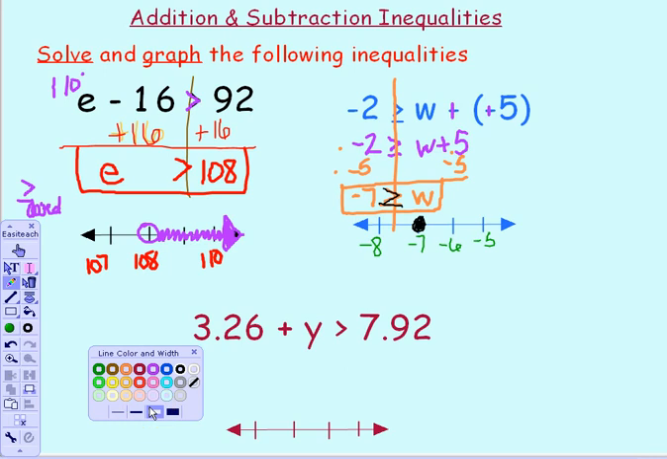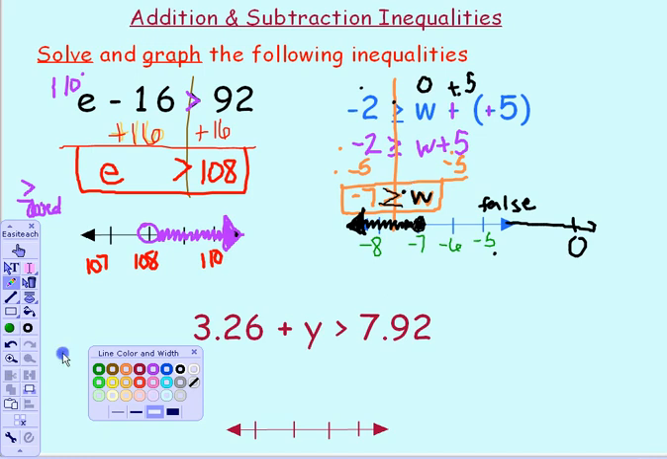When we test points, maybe I'll pick a number like 0, way out here on the number line. If I put a 0 back into this problem, 0 plus 5 is 5. Is negative 2 bigger than or equal to 5? It's not. So these numbers over here to the right are false. So this w arrow has to go to the left. W is smaller. Notice the arrow points at the w. The alligator eats the negative 7. So the arrow goes to the left on this one.